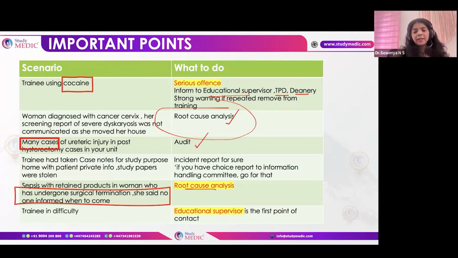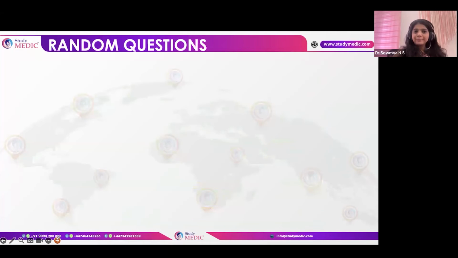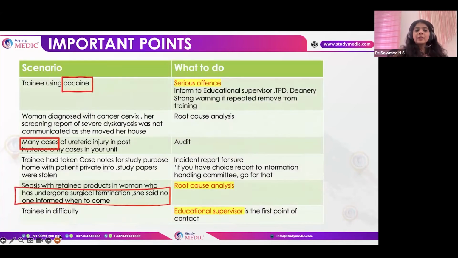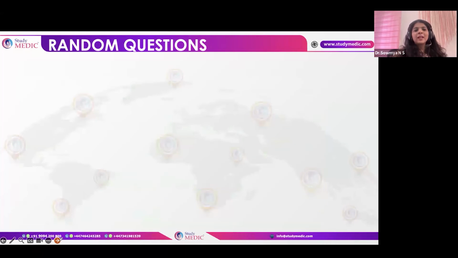And then a trainee in difficulty. For example, somebody who was very good, right now he doesn't attend the calls, he doesn't come to work, he's always very silent, and he keeps on pushing his work to somebody else. He keeps on doing the disappearance act. Definitely your educational supervisor is the prime contact who will talk to him or her, probably about their personal, social, financial issues. We don't know what the issues are, so they would be talking and taking it from there. Okay, hope those scenarios have helped you understand a bit about how the system works.